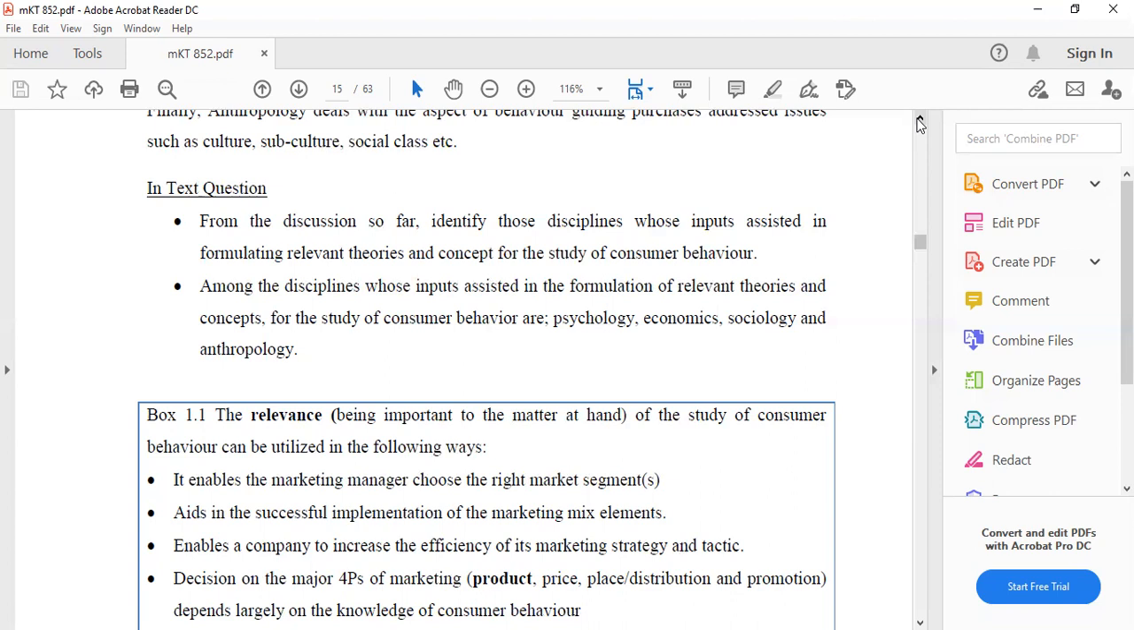The knowledge of consumer behavior also enables a company to increase the efficiency of its marketing strategy and tactics. Of course, when a company operates in an environment, in most cases, it's supposed to be aware of their actions and inactions regarding the way they make purchases. And when it has done that, it might be able to come up with a nice strategy to have a competitive edge.